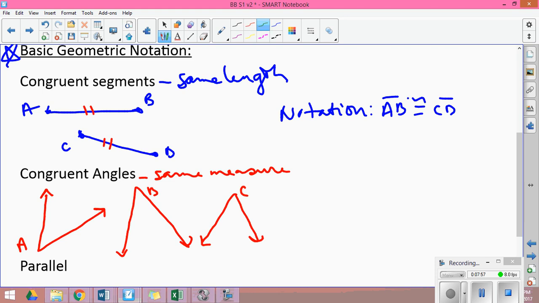Now, if I want to write it, and I had hash marks like this, based on those hash marks, I know that angle A is congruent, again, equal sign with a little wave over it, to angle C, because they both have 1 hash mark. Angle B has 2 hash marks. It is a different size. So again, the hash marks and the little congruent symbol.